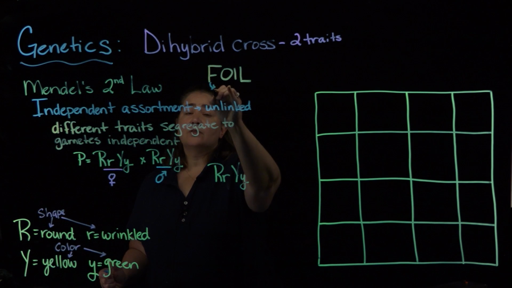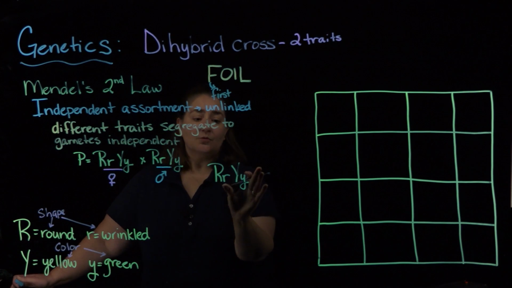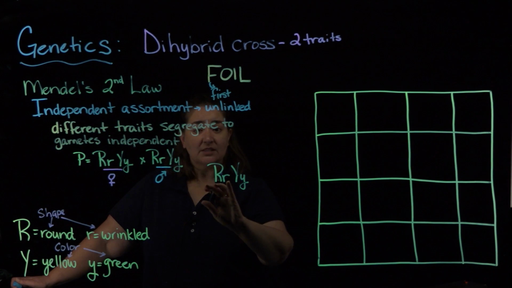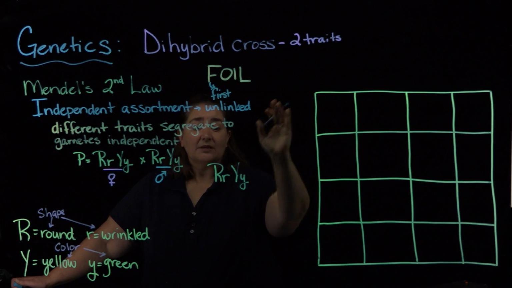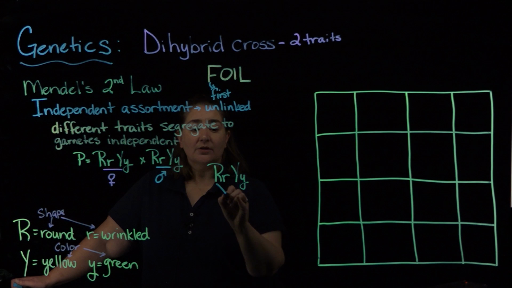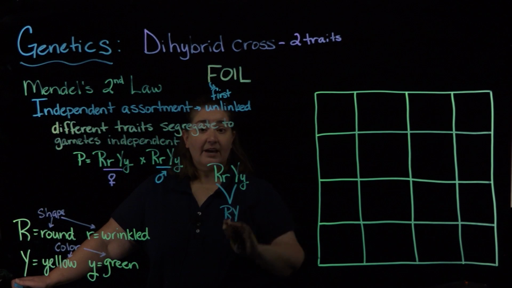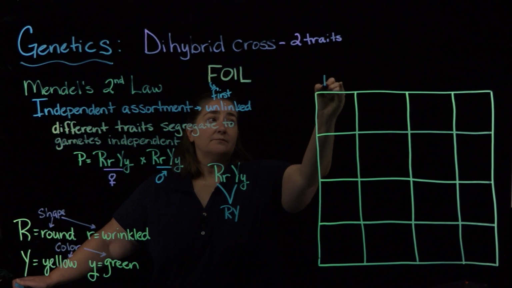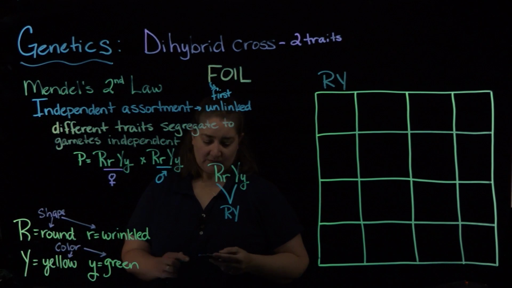The F is going to stand for first. We have to treat each of these traits as independent, so with our gametes, we have to have one R and one Y. We're going to take our first two letters, capital R, capital Y. That's our first combination of gametes, and we're going to put that on our Punnett square.